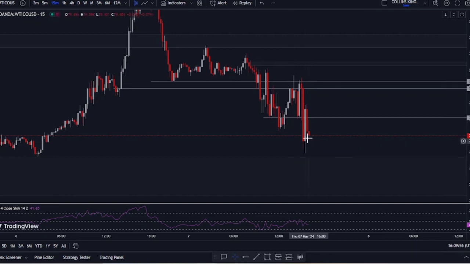So today's date is the 7th, as you can see. This is a live trade, this is a live market. So I'm just putting out the trade breakdown so everybody would understand how I view the market before I actually place a trade.